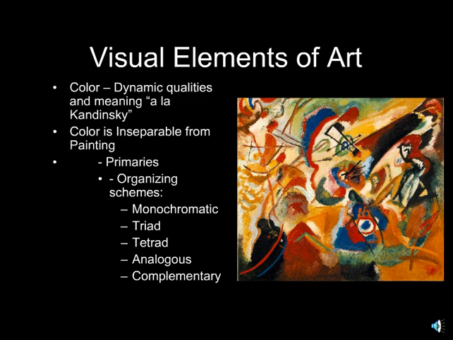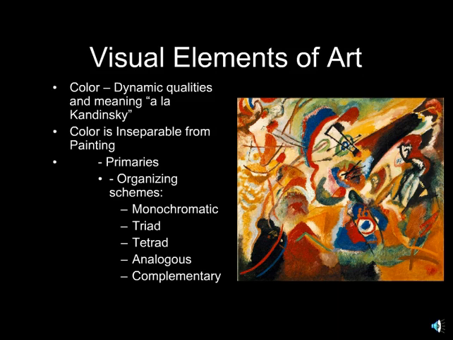Now, these different schemes that artists use to organize their thoughts involve the following, or among them are the following. We have monochromatic color schemes where you just use one color. We have a triad, which is three equally spaced colors on the color wheel, the most obvious of which is the primaries, yellow, red, and blue. A tetrad is four colors from the color wheel equally spaced.